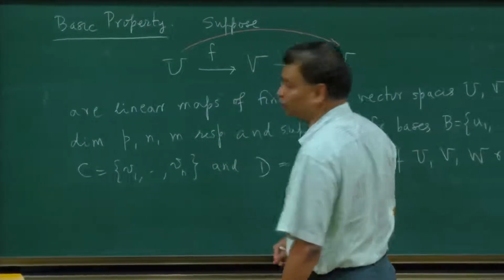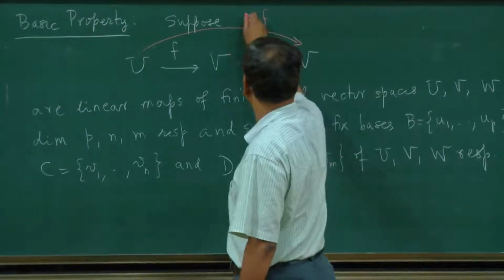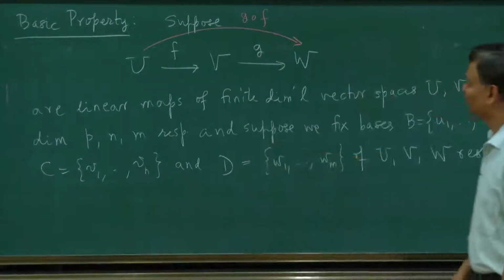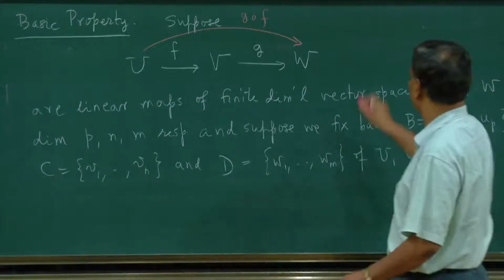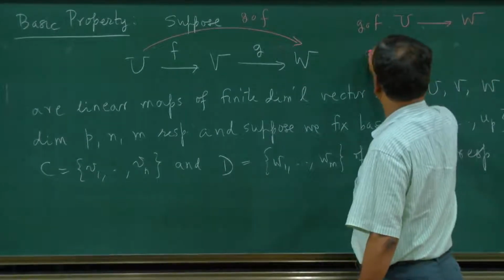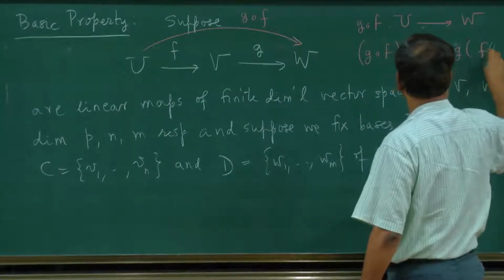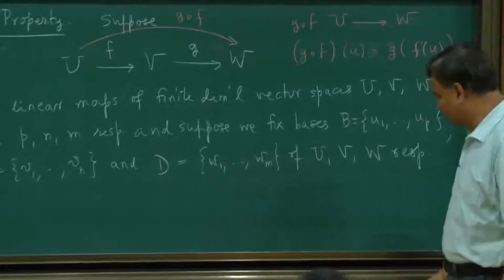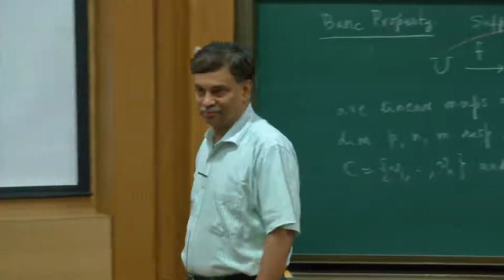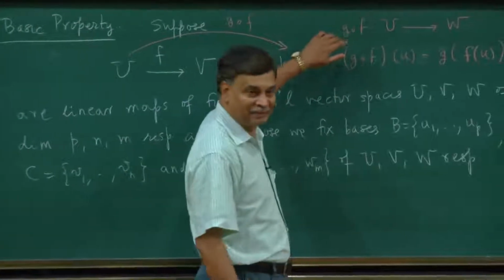This is the so called composite. So it is f followed by g. So the way it comes out is g composed with f. So g composed with f is a map defined from U to W, and its value at some vector u is just g of f of u. And it is clear that if f and g are linear maps, then so is this g composed with f. Or it's better to read this as f followed by g here.